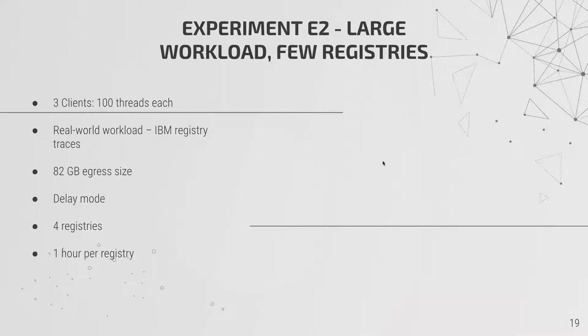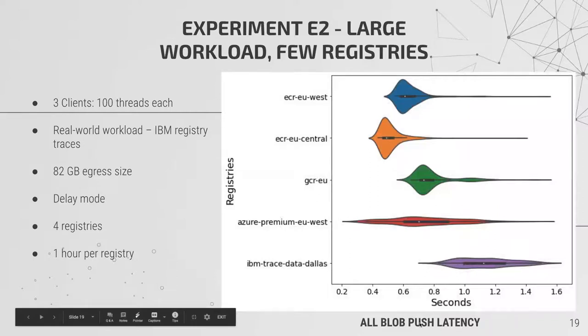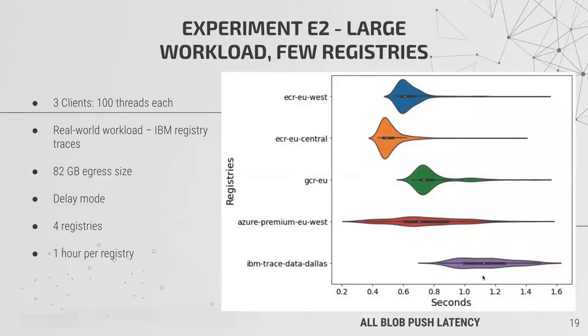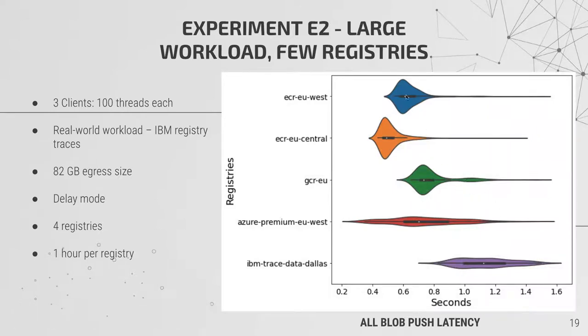In the second experiment, we again deployed three clients, 100 threads each, but this time we selected a very large workload. The experiment lasted for 1 hour, and we only used the delay mode because in this case, every registry started timing out. We used four registries, and these are the push latencies for all blob types. And we can also see some interesting differences in performance variability among these large cloud providers.